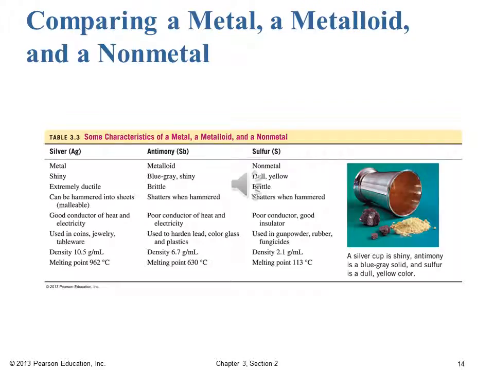Okay, if we go ahead and look at table 3.3 from our text, here's a comparison where we have a metal, silver in this case, antimony, a metalloid or semi-metal, and then finally sulfur, a nonmetal. I'm not going to read it to you, but it talks about the key differences, and they're basically the same things that we just discussed in general, only now you get specific elements with properties compared and contrasted.